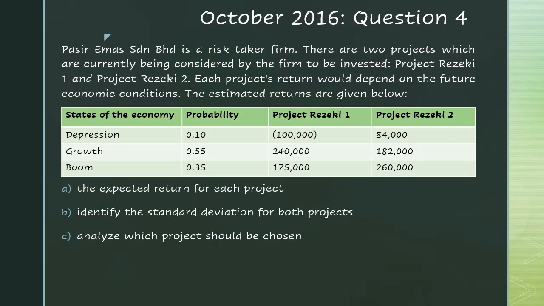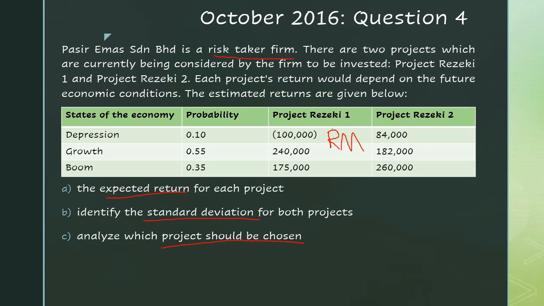Okay, next is on October 2016. Pasir Emas is a risk-taker firm. See here, the risk-taker firm. There are two projects currently being considered: number 1 is Project Rezeki 1 and number 2 is Project Rezeki 2. They ask you to calculate the expected return, identify the standard deviation, and then analyze which project should be chosen. In this case, they don't give you the return in terms of percentage. Instead, they give you the return in terms of ringgit. So no problem.